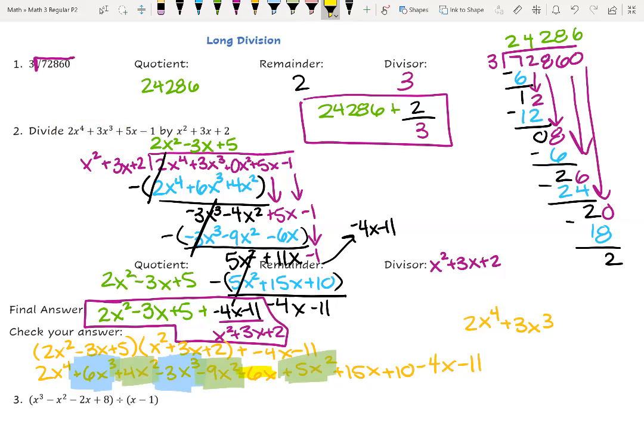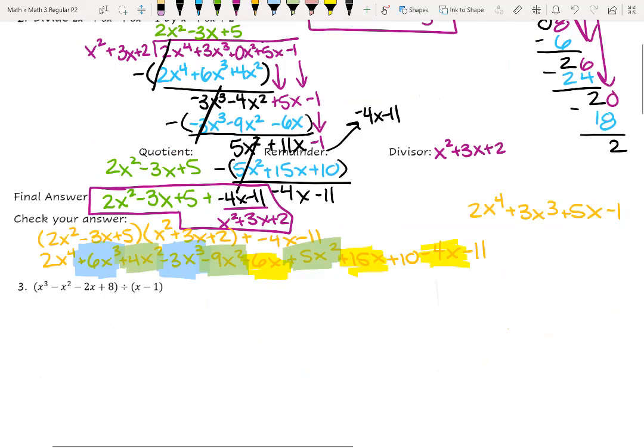So for my plain x's, I've got a negative 6x and a 15x and a negative 4x. All right, so negative 6 plus 15 minus 4 is a positive 5, so I'm up to 5x. All right, and then the last bit is the positive 10 and negative 11, which adds up to a negative 1. All right, so because this is the same as what I was dividing up here, then this tells me, yes, I got the correct answer.